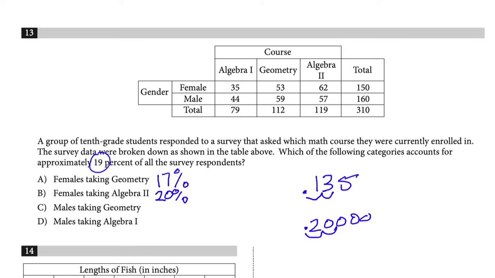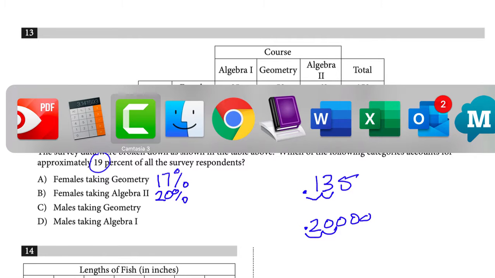All right. Males taking geometry. Find that number. Where's males taking geometry? Quiet raised hand. What number is that? Males taking geometry. 159. Quiet raised hand. Gunner, you lost HP.